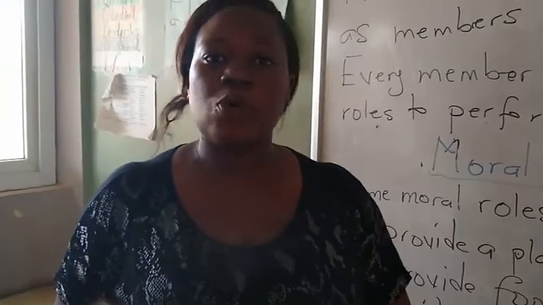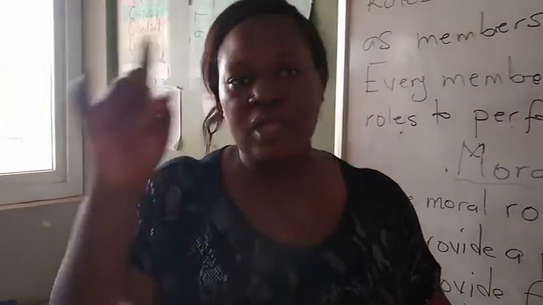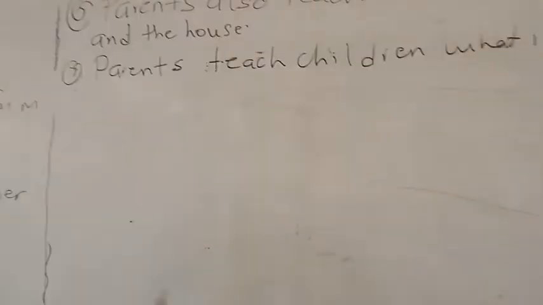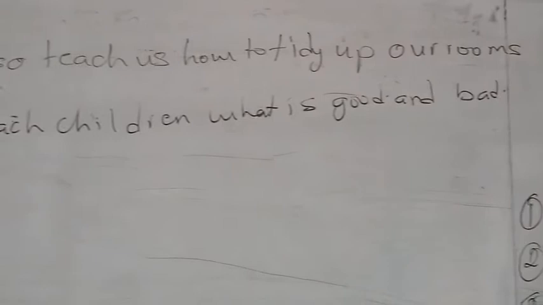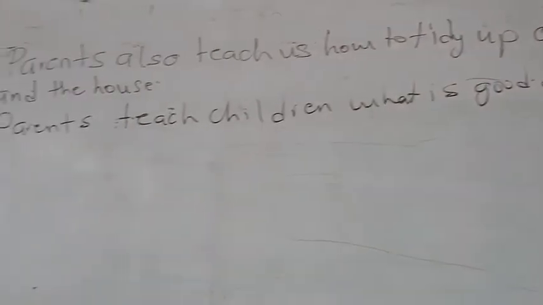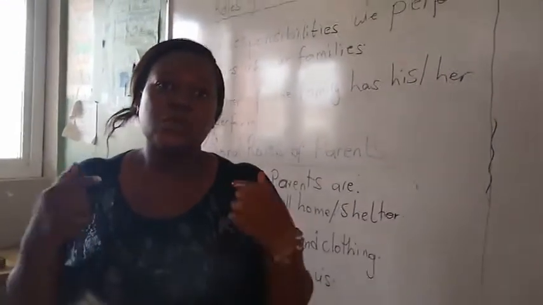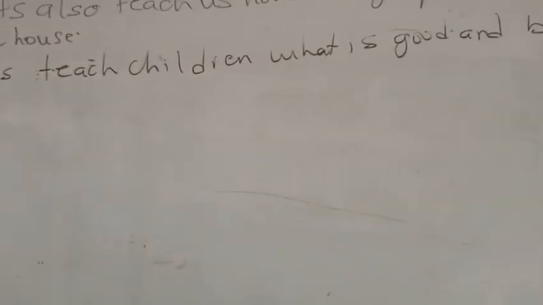So parents are supposed to bring up the child in a manner that everyone will know that the child is a respectful boy or a respectful girl. Parents also teach us how to tidy up our rooms in the house. So parents are supposed to teach children how to be neat. Our environment is supposed to be neat so that we can be healthy. And parents teach children what is good and what is bad.